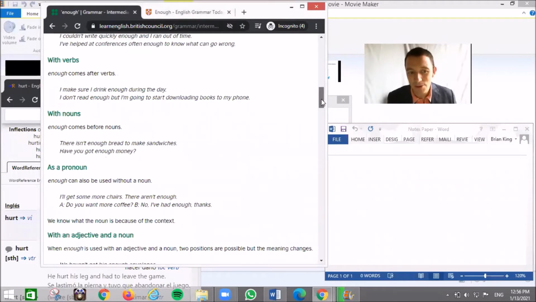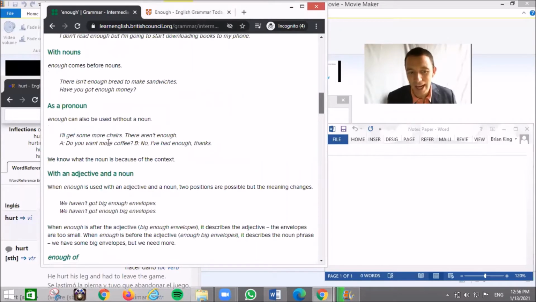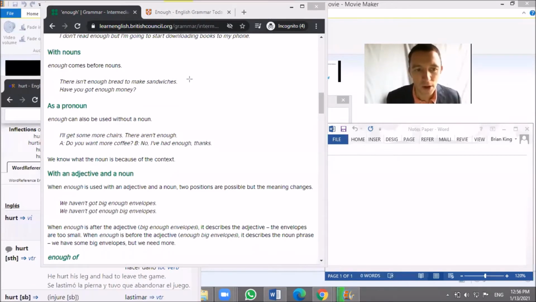Now we have nouns, pronouns, and another section here that's adjective and nouns. So with nouns specifically, enough comes before. That's the big difference. And this is the classic error in translation. When I was teaching many people, this was a very, very common confusion. So it's necessary to be very clear with the correct way.